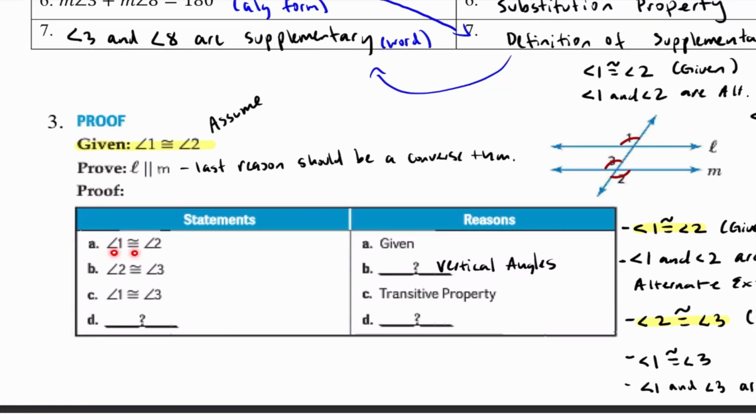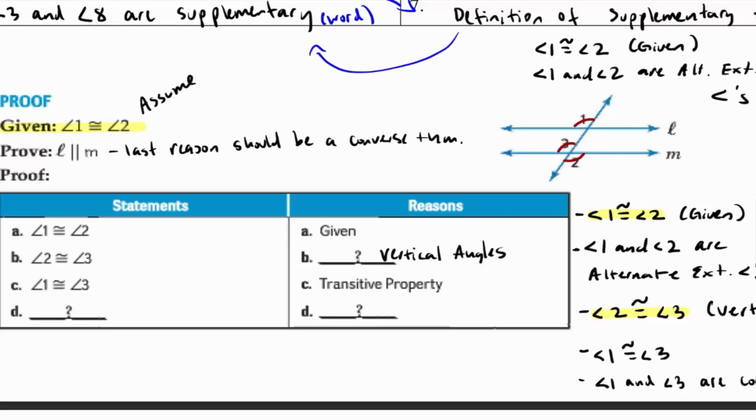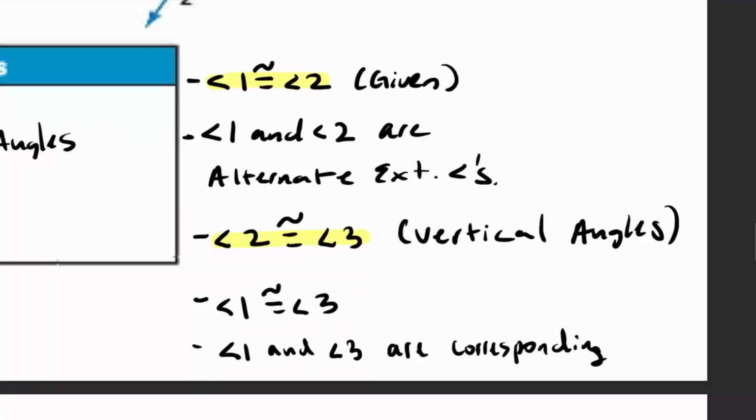So remember, we have angle 1 is congruent to angle 2 by given, and angle 2 is congruent to angle 3 by vertical angles. So if angle 1 is congruent to angle 2 and angle 2 is congruent to angle 3, then it implies that angle 1 must be congruent to angle 3 by the transitive property, which I wrote here but didn't specify.